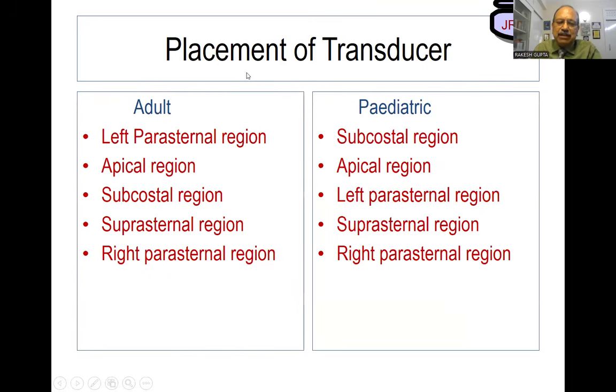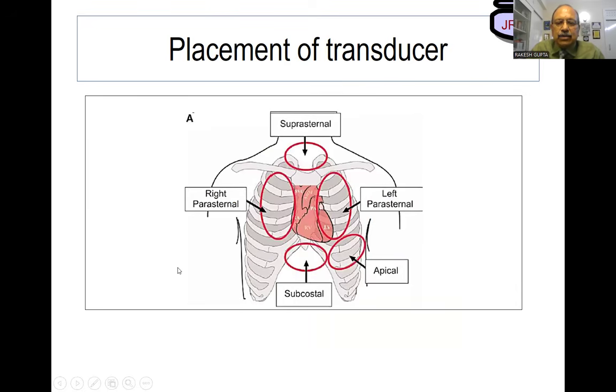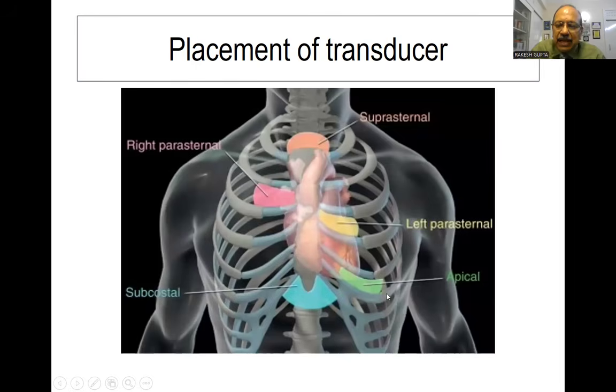When we scan, in the adult population we always start in the left parasternal window. Then the apical region, subcostal region, suprasternal region, and right parasternal region. So these are the windows: left parasternal, apical, subcostal, right parasternal, and suprasternal. Again, in relation to the bones of the rib cage: left third intercostal space, 1, 2, 3, third intercostal space over here, close to the sternum, index marker at 11 o'clock. That is the left parasternal window.